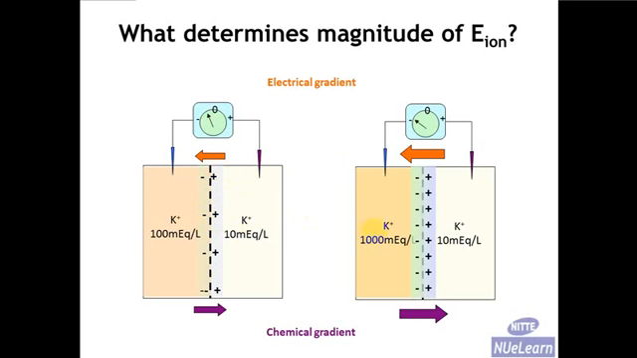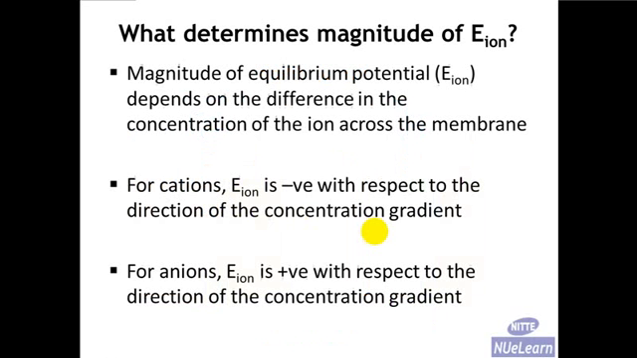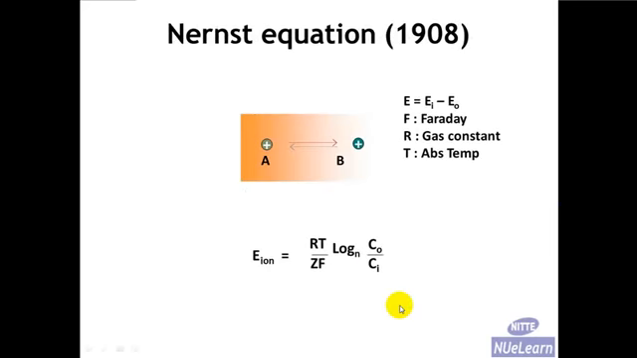So, in fact, if you were to summarize this, one would say that the magnitude of the equilibrium potential depends on the difference in the concentration of ions across the membrane. For cations, it is negative with respect to the direction of the concentration gradient, like we saw in the example for potassium, and for negatively charged ions, that is anions, the equilibrium potential will be positive with respect to the direction of the concentration gradient.